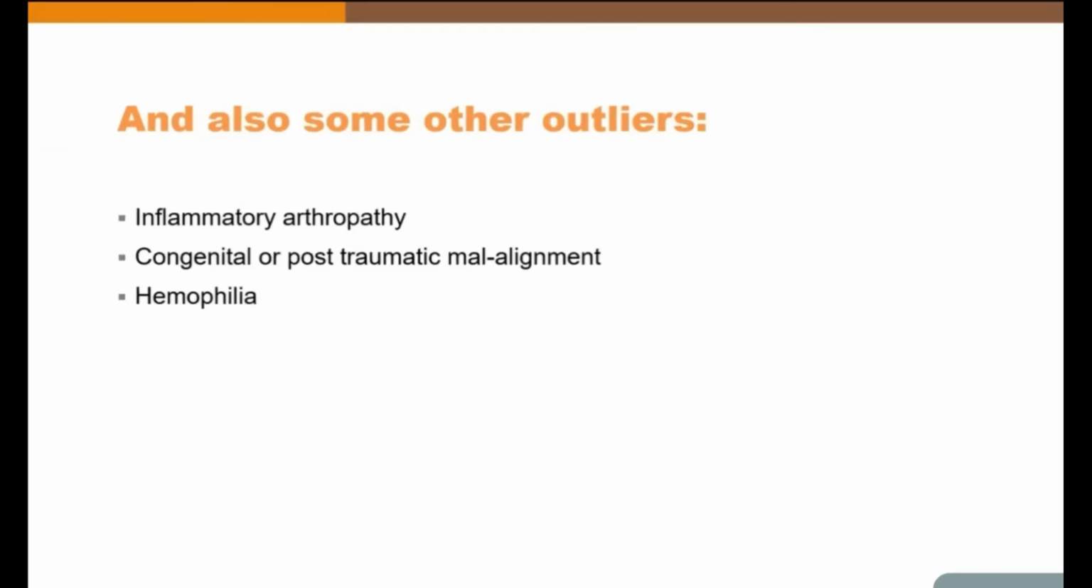So there are some other groups of patients that also develop ankle arthritis more consistently. Those include patients with inflammatory arthropathy, the inflammatory condition that attacks the lining of a joint and also leads to degradation of cartilage. Congenital or post-traumatic malalignment, which we mentioned previously, and hemophilia, which results in frequent bleeds intra-articularly, the deposition of hemosiderin, and degeneration of the joint.